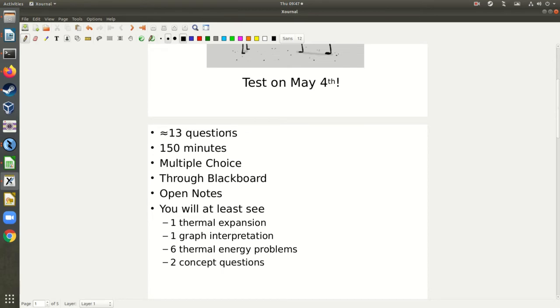I say approximately, maybe plus or minus one. I might change a few things before then. This test will be entirely on Blackboard.